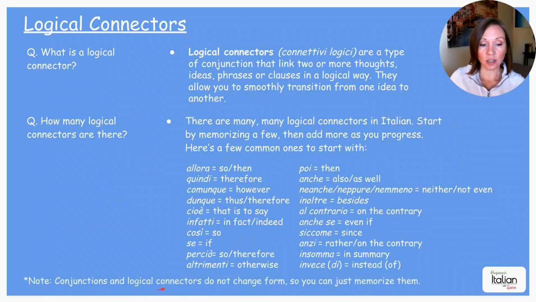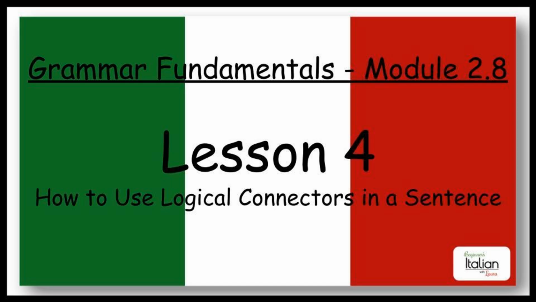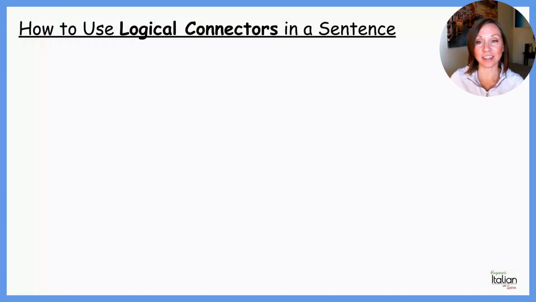Note that conjunctions and logical connectors do not change form, so you can just memorize them. Like I said, these are logical connectors. There's a lot more of them, and you can use them in a lot of different ways. And you can add those on to your conjunctions. These are all basically conjunctions, but it just depends on who you ask what category they put them in. How to use logical connectors in a sentence.